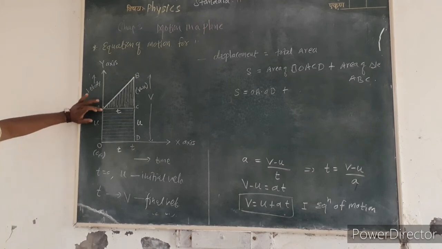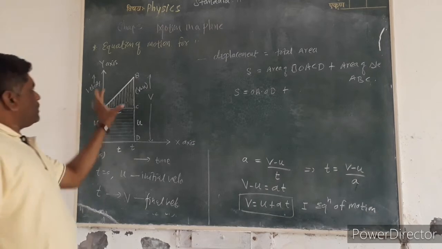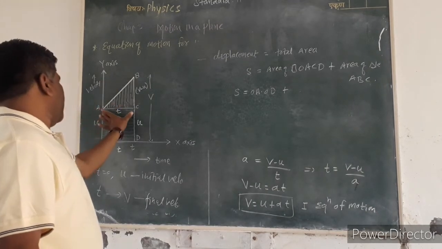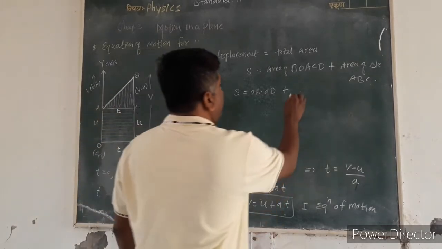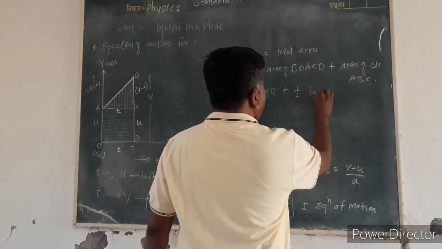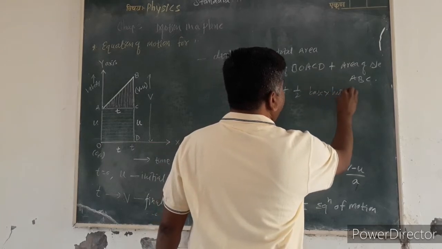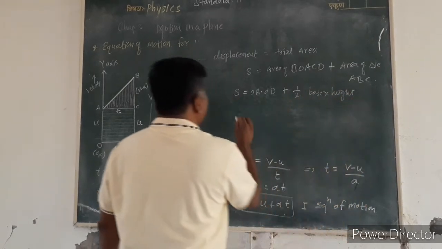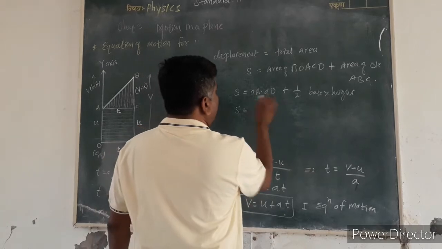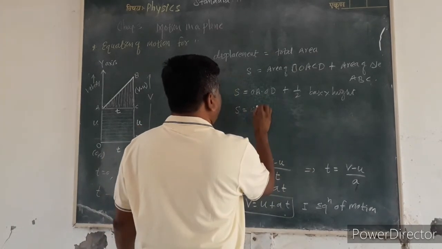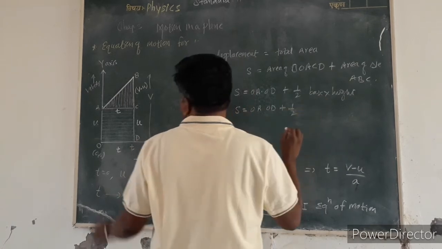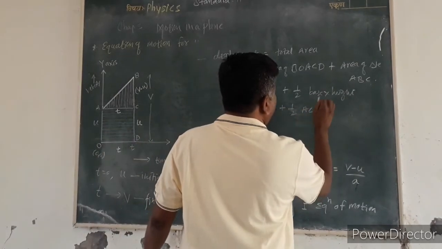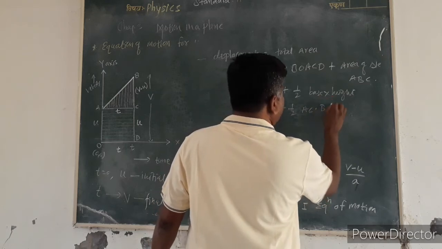This is a right angle triangle. Its area will be 1/2 base into height. The base is AC, the height is BC. So 1/2 base into height, and S is equal to OA into OD plus 1/2 base AC into height BC.